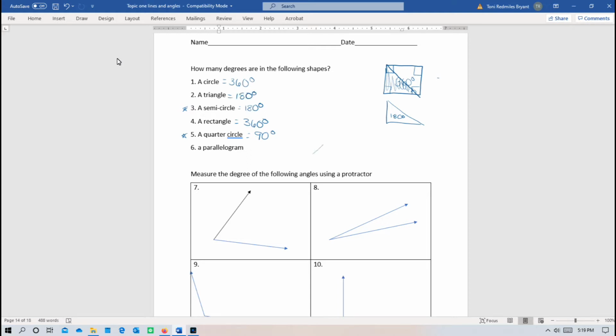Now a parallelogram, because these sides both have to be parallel, and this side has to be parallel with this one down here, you have congruency. That means this angle is the same as this angle. This angle is the same as this angle. This angle and this angle must add to be 180. And the same with this angle and this angle. They have to add to be 180, which means the total degree is still 360 for that parallelogram.